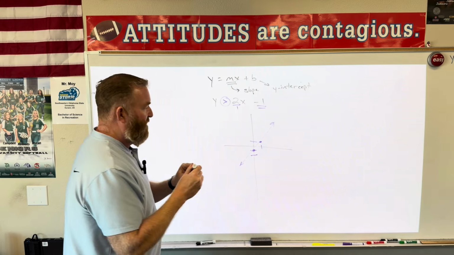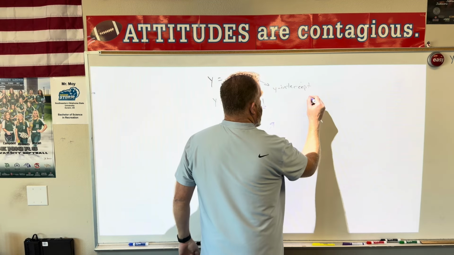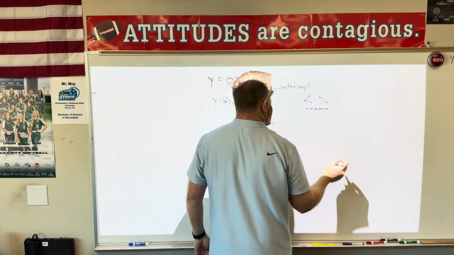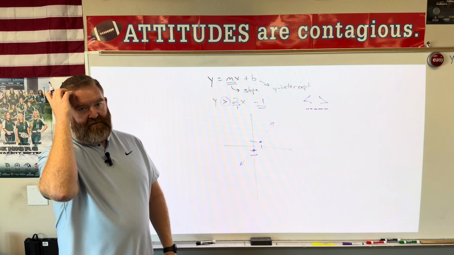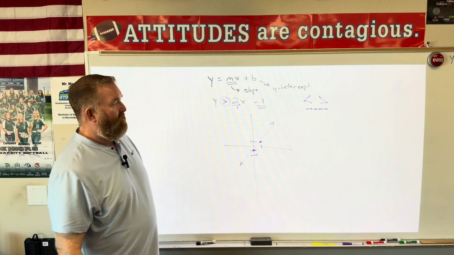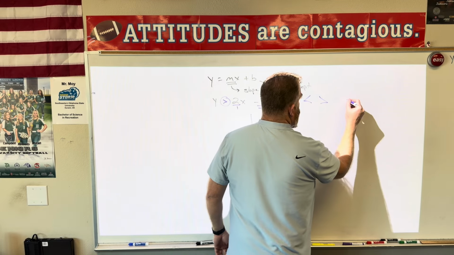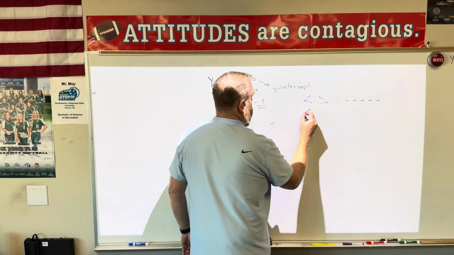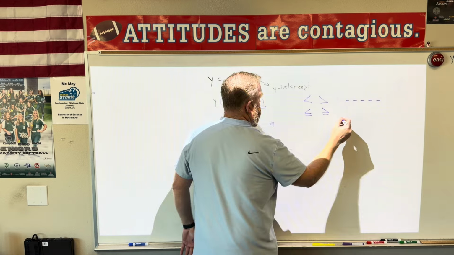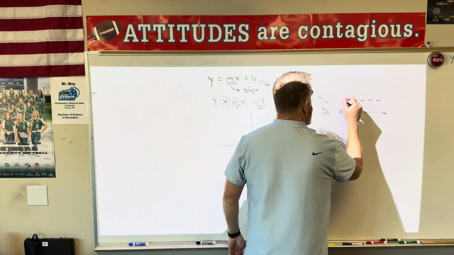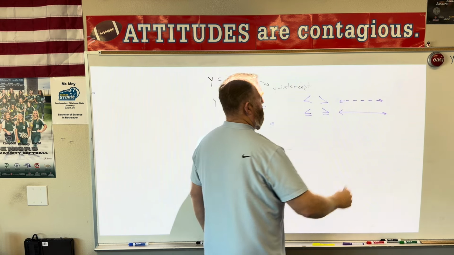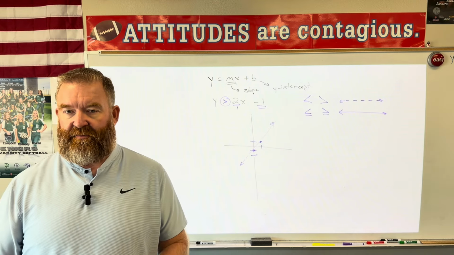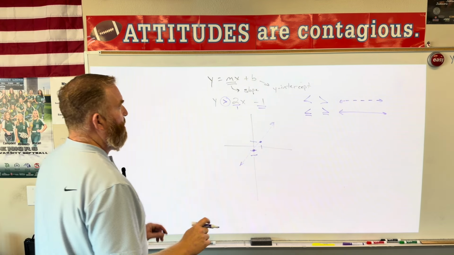So here's what I want you to write down somewhere in your notes. If you have a less than or greater than, it's going to be a dashed line. Okay, everybody with me? I'm going to put dashed line over here on this side. If it's less than or equal to, or greater than or equal to, it's going to be a solid line. Okay, is everybody good? Now, do this.